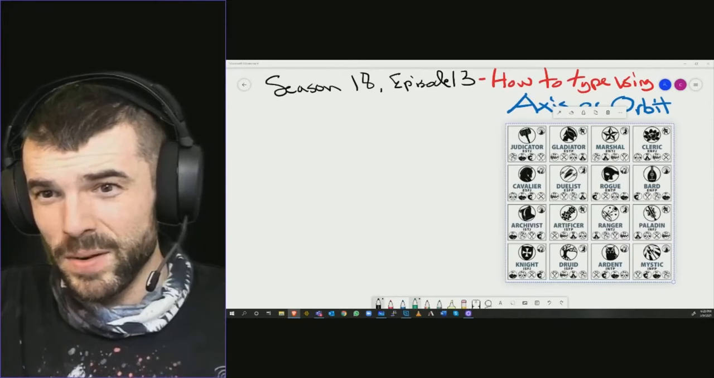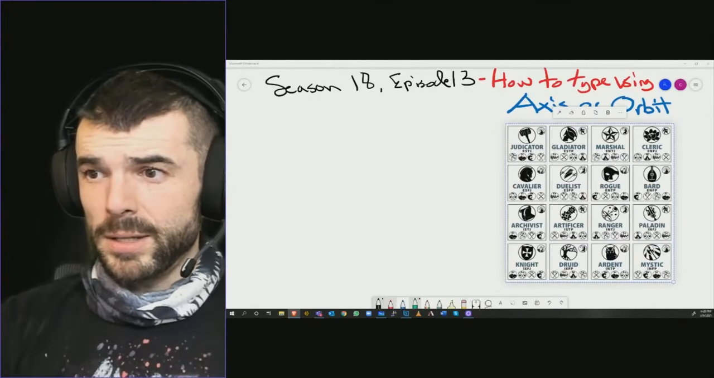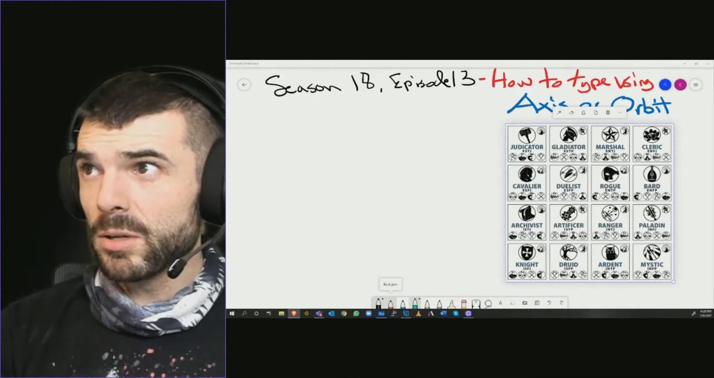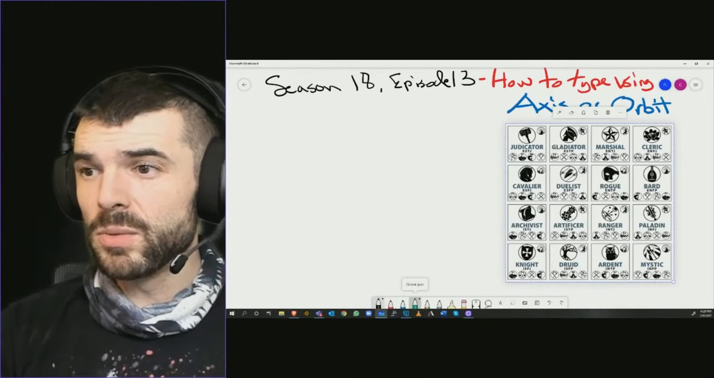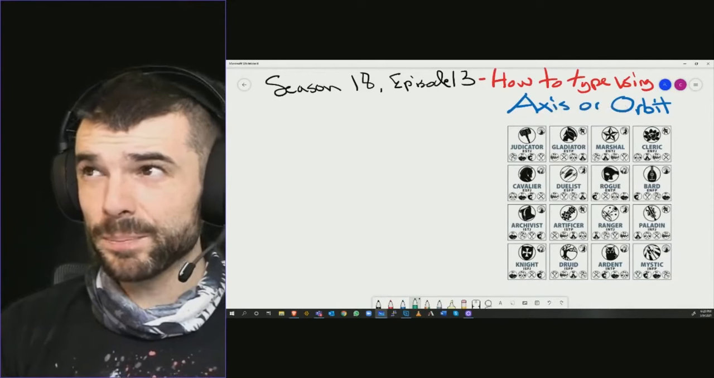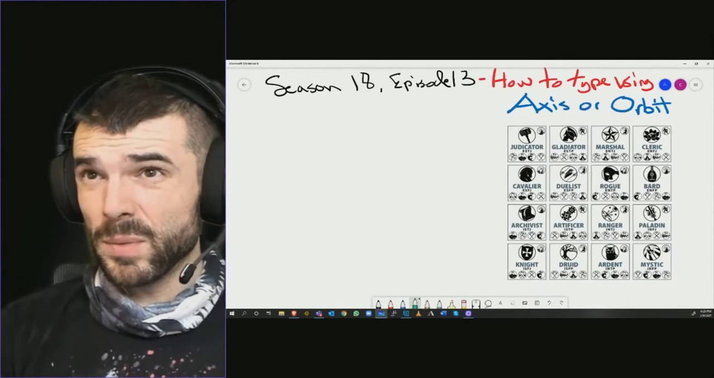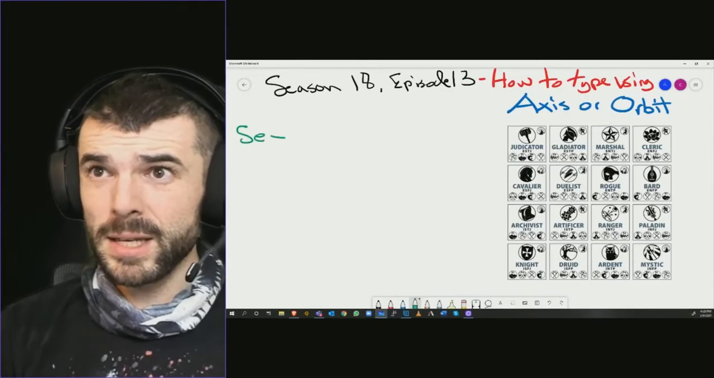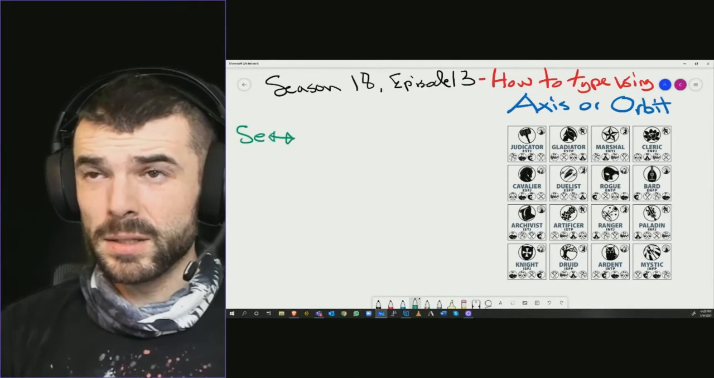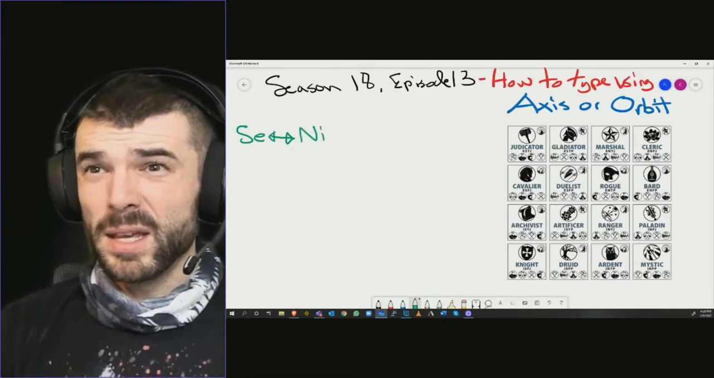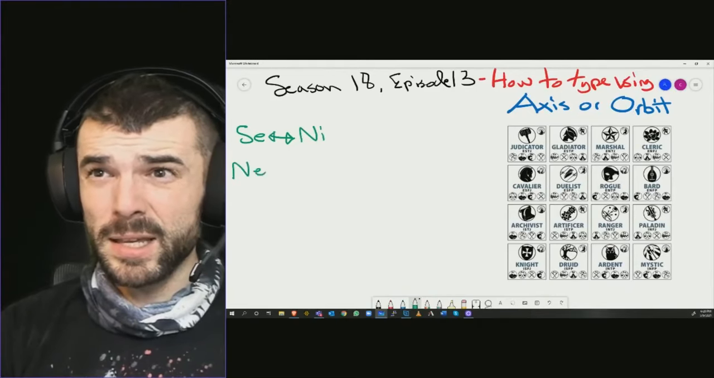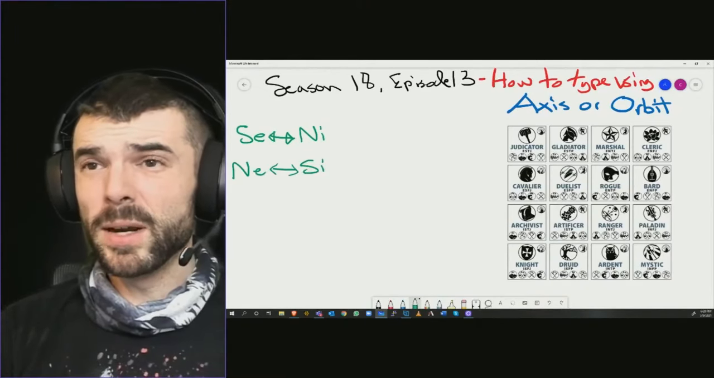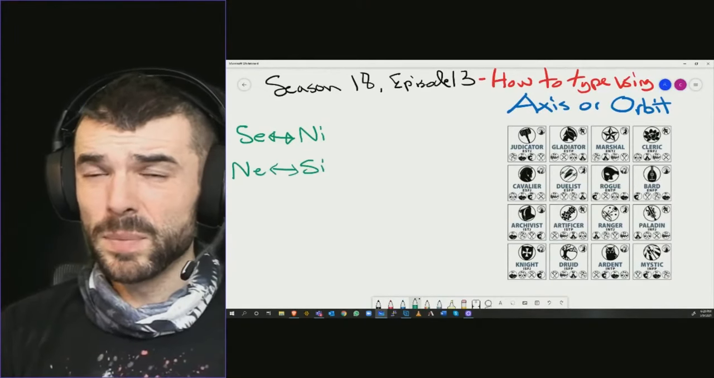Yes, downshift theory. It's pretty cool. All right, so let's break everything down between axis and orbit. So what colors do we have up there? All right, so we're going to use green for this. We got some green. We're going to do some green axis here. So we have SE and then to NI, okay? And then we're going to have NE to SI with my really terrible arrows and whatnot.